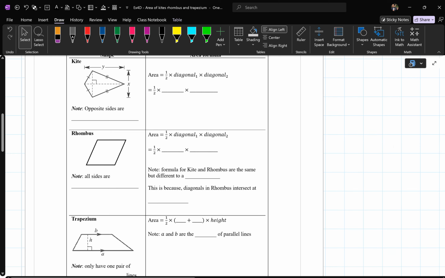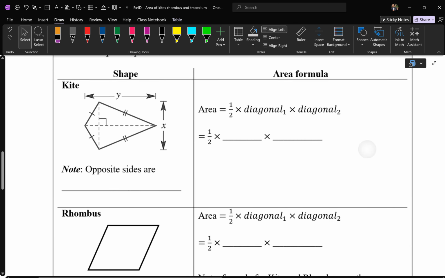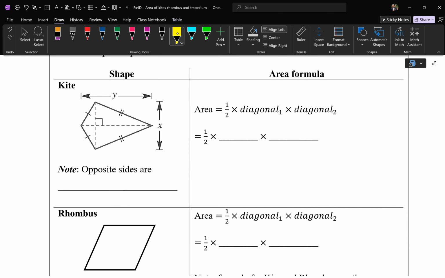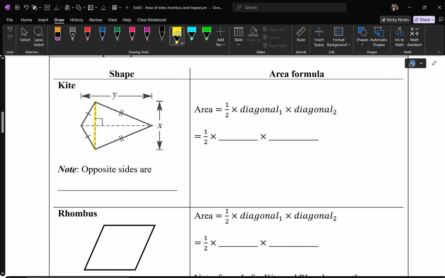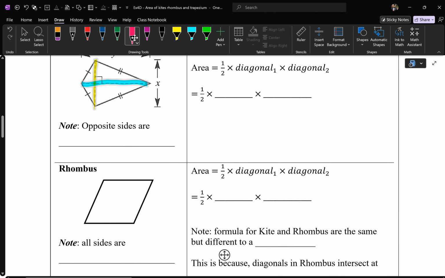That's about it. So there's only two formulas to take down. The area formula for a kite is half times diagonal 1, so from corner to corner, see that corner? That's diagonal 1, times the other diagonal, which is this one, and then you halve it. Same thing with a rhombus. You multiply diagonal 1 by diagonal 2, corner to corner, and then you halve that, and that will give you the area.